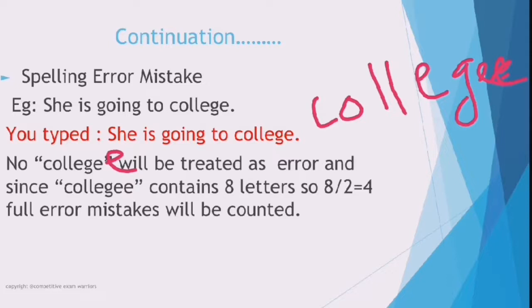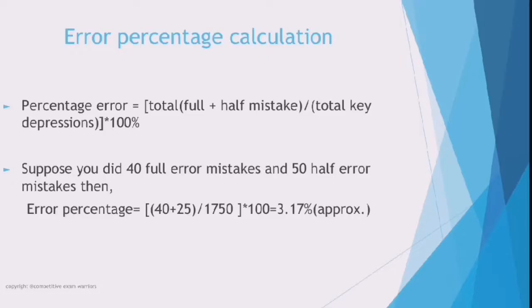So you can't make any spelling error mistake. Instead of college, if you have written "collegee", that will be a mistake and you will be penalized. And since college consists of 8 letters, 8 by 2, 4 full error mistakes will be counted. Okay, now let's proceed further.